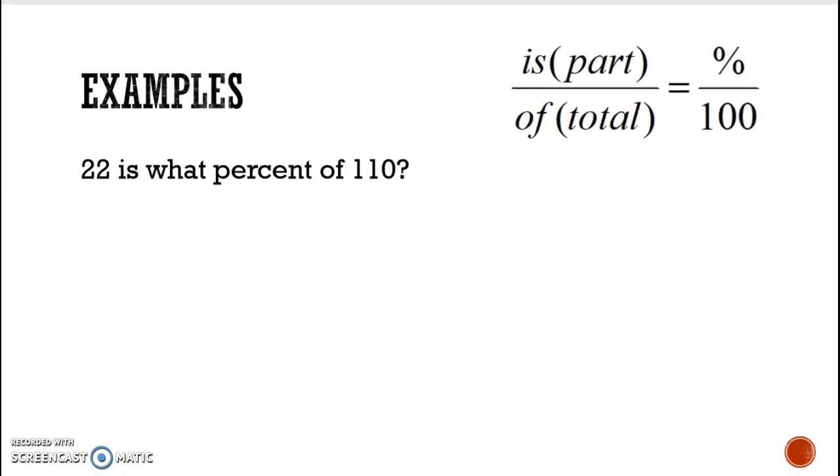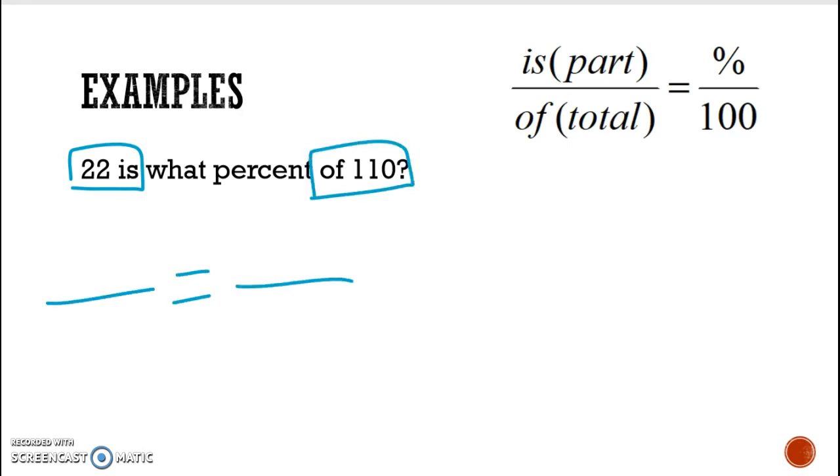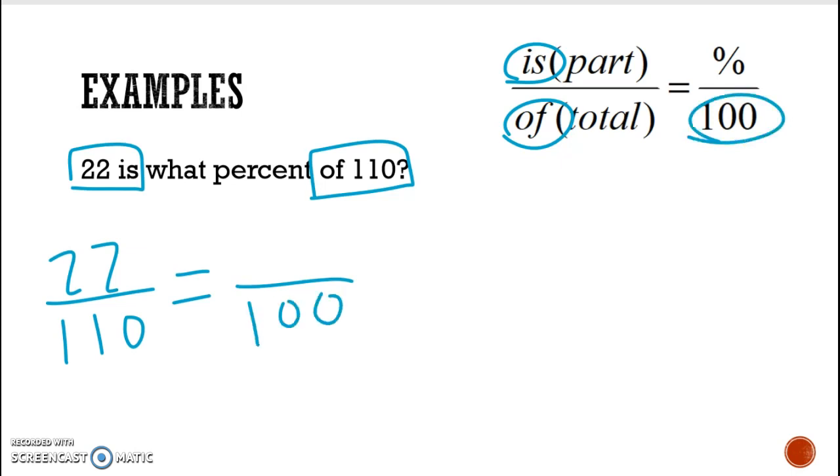22 is what percent of 110? So, I like to put a box around my number and the word that's next to it, because this helps me focus in on where it goes on my proportion. So "is" is going to go in the top left, so 22 goes in the top left. "Of" is the bottom left, so 110 is over there. 100 never changes, it's always going to say 100 in the bottom right. The empty spot is where I just place an X.